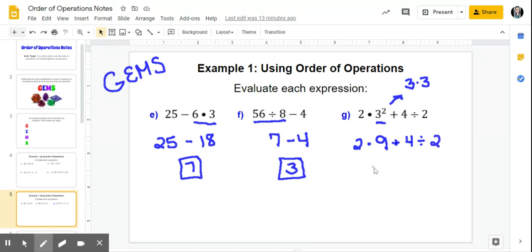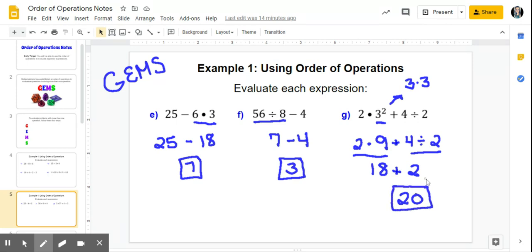Okay. Exponents are done. Now I'm going to look for multiplication or division from left to right. First piece is this 2 times 9. That gives me 18. Next piece I see is this 4 divided by 2. That gives me 2. And finally, I can add these two together. 18 plus 2 just gives me a final answer of 20.